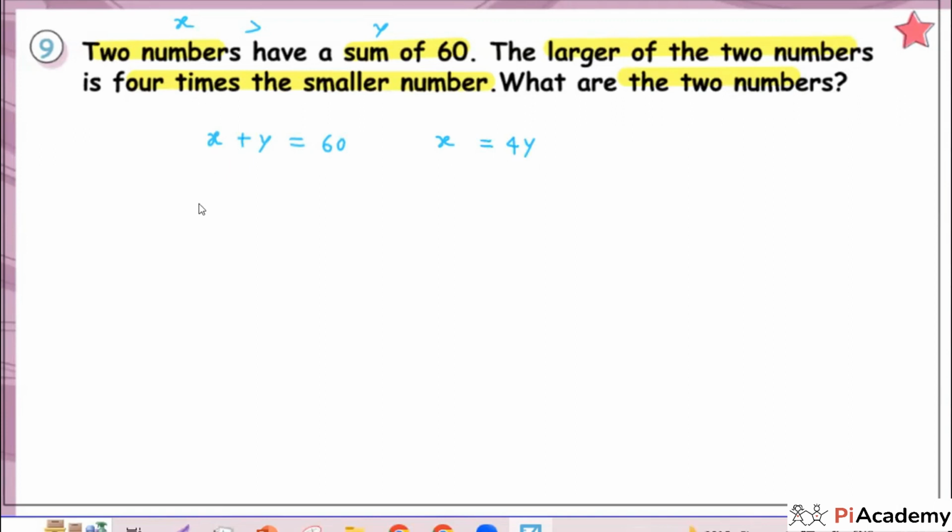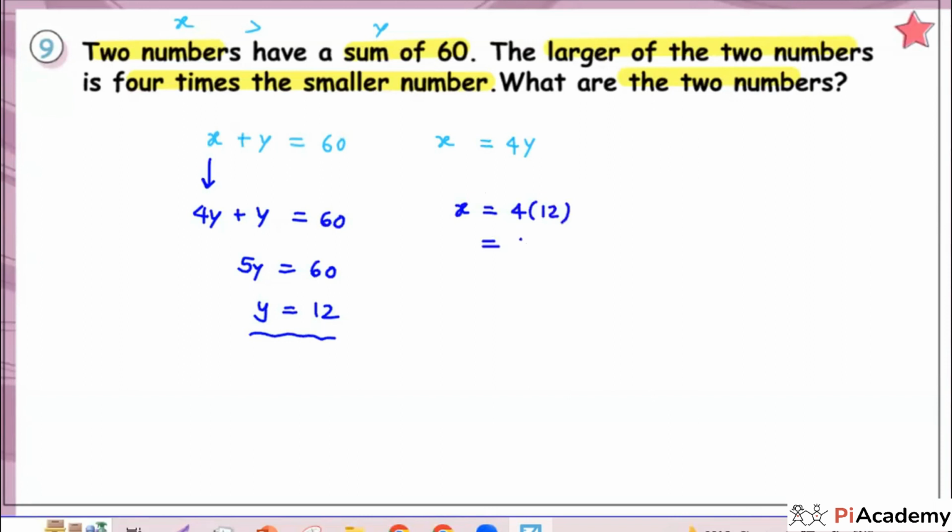So instead of x, you can substitute the value of 4y. 4y plus y equals 60, right? So it's clear. 4y plus y, that is going to be what? 5y equals 60. So y equals what? y equals 12, okay? And once you know the value of y, that is 12, you can figure out the value of x. Here you can substitute the value of y, which is 12. So 4 times 12, that is 48, okay?